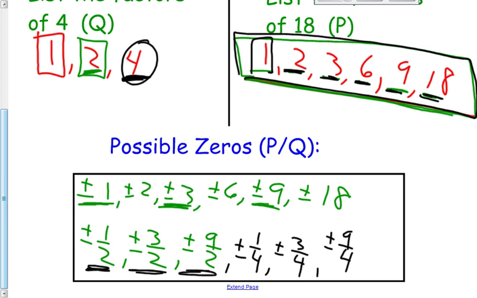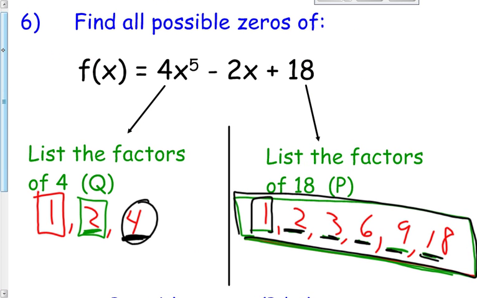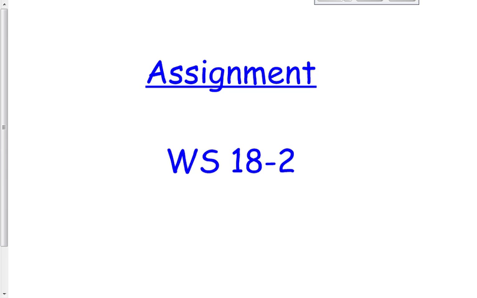So out of an infinite number of numbers, these ones are the only possibilities for rational zeros for this particular function. So now our worksheet is going to be on 18.2.